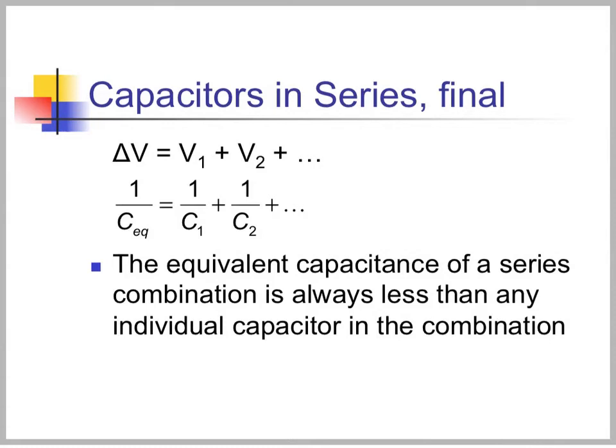I can do this for however many capacitors I have in series. The total potential difference is just the sum of all of the individual ones. So 1 over the equivalent capacitance is 1 over C1 plus 1 over C2 plus 1 over C3 and C4, however many capacitors I need. The equivalent capacitance of a series combination is always less than any individual capacitor in the combination.